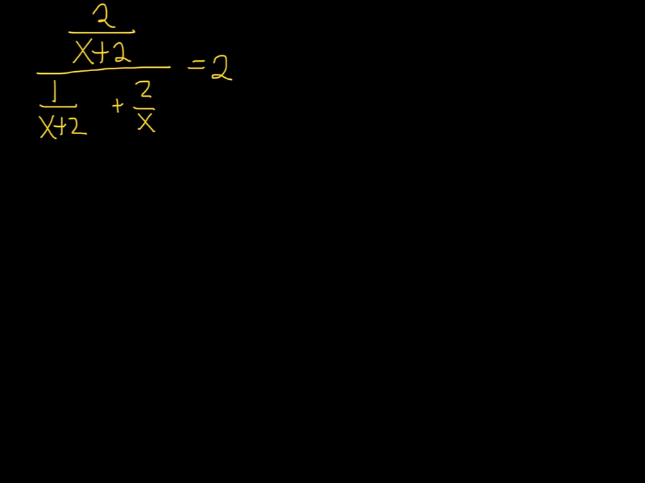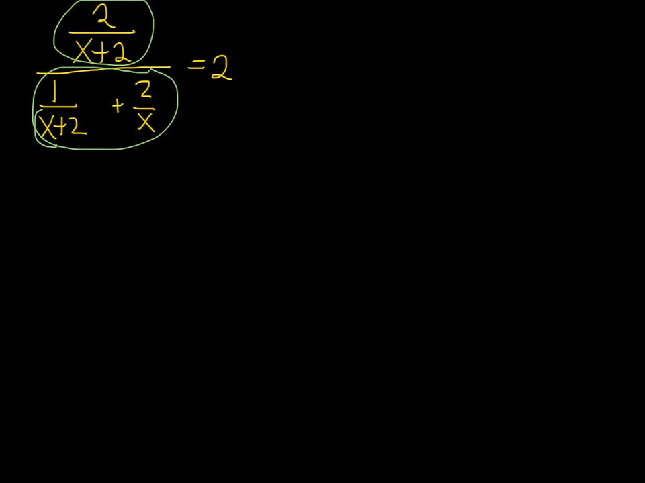Okay, this last example is a complex fraction, a fraction in a fraction, and then we say equals 2. So remember the rules. We're going to simplify the top, which is already simplified. Then we're going to simplify the bottom. So we need to add 1 over x plus 2 over x, and then we will flip and multiply, and then after that we will solve.